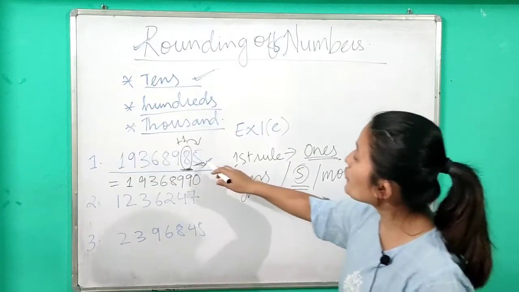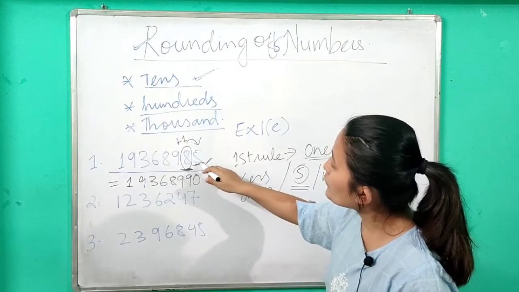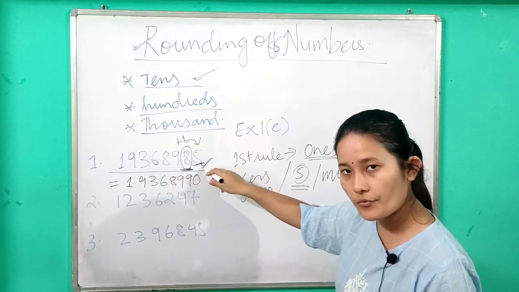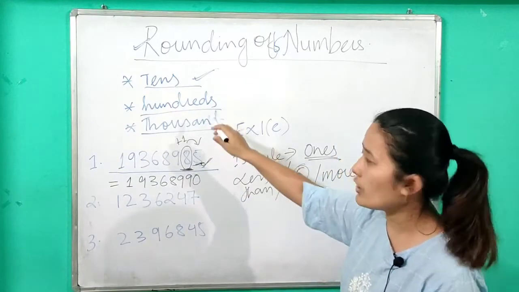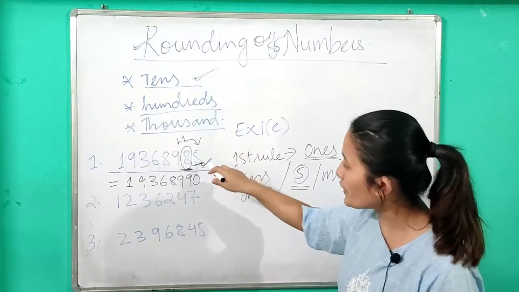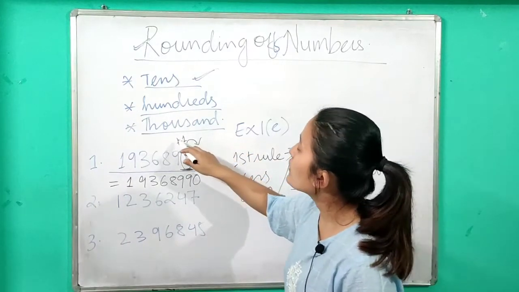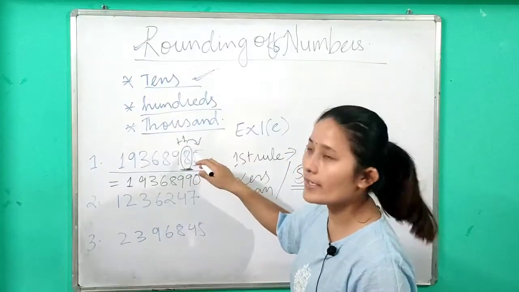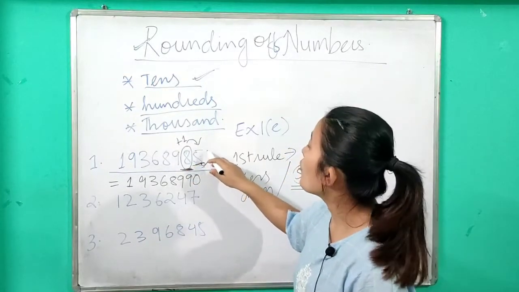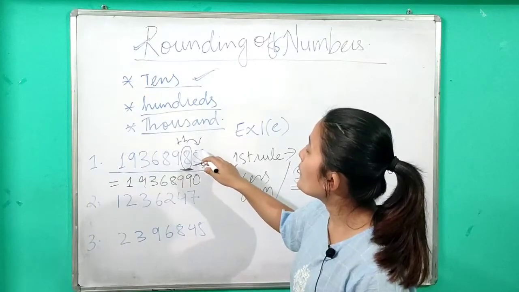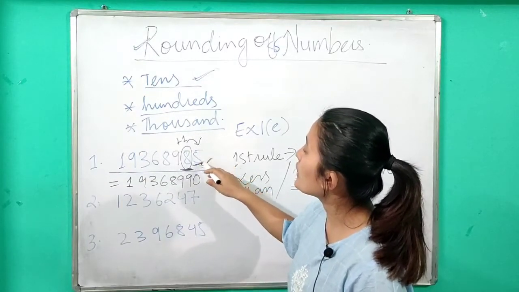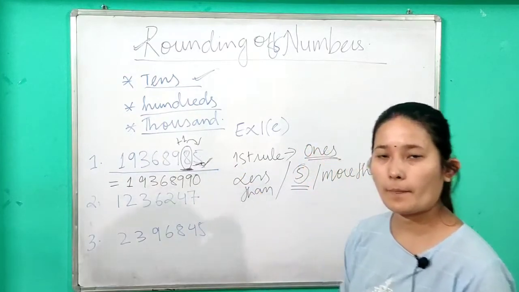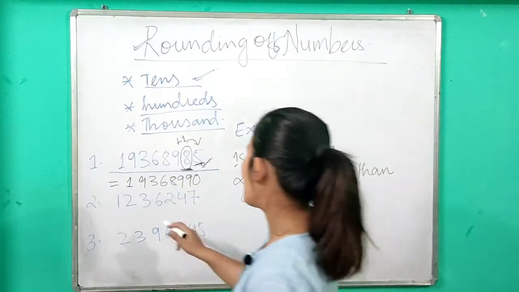If the number is 5 or more than 5, it applies for all three. If it is 5 or more than 5, then you will add 1 to the place where you are trying to round off, and the place which was before that would be replaced with 0. Same thing applies here also.